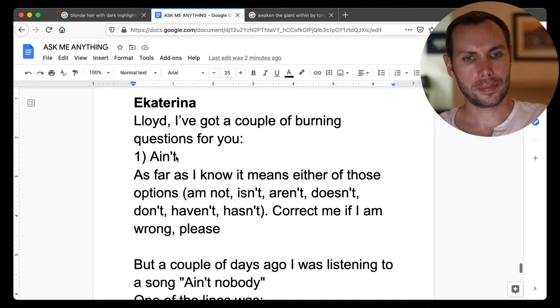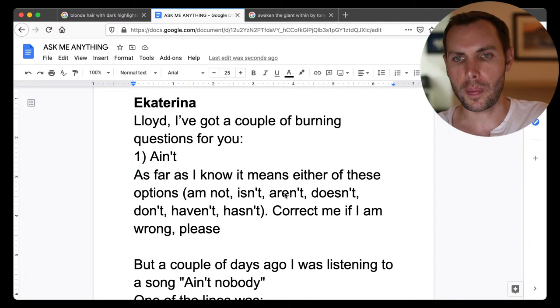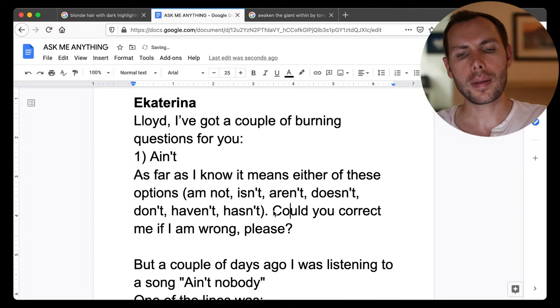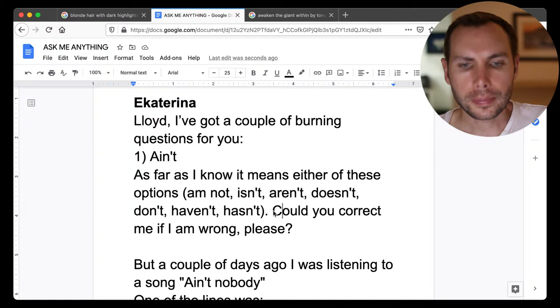Ain't. As far as I know, it means either of these options: am not, isn't, aren't, doesn't, don't, haven't, hasn't. Correct me if I'm wrong, please. I'd rather say, could you correct me? It just sounds a little bit more polite. Could you correct me if I'm wrong, please? If you add a modal at the beginning, it just softens it a little bit. If you say correct me if I'm wrong, it just sounds like more of an order. Okay, just so you know. I know that's not your intention.